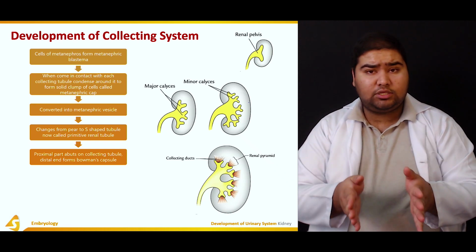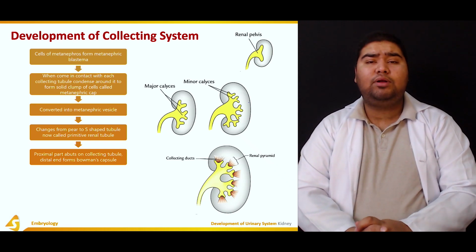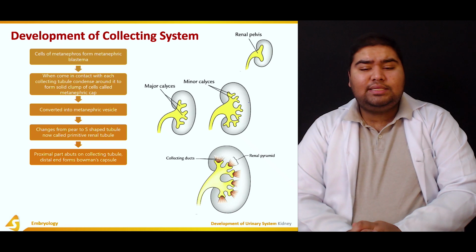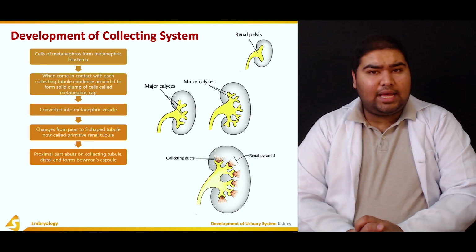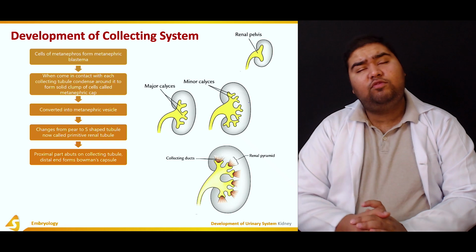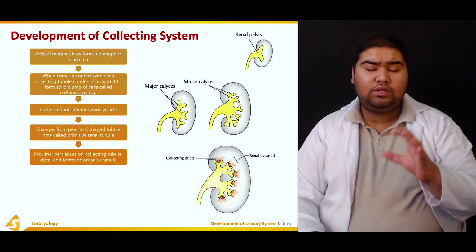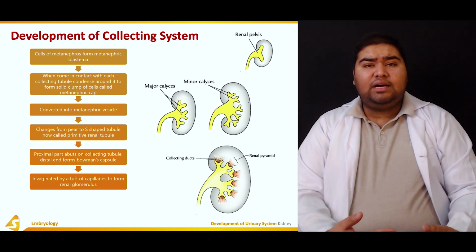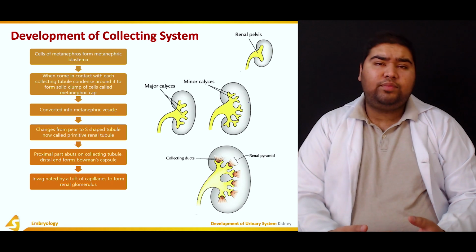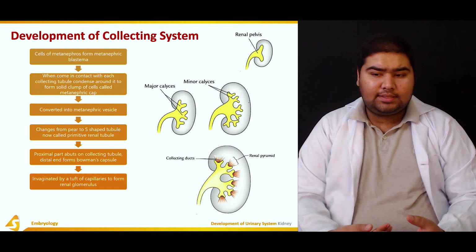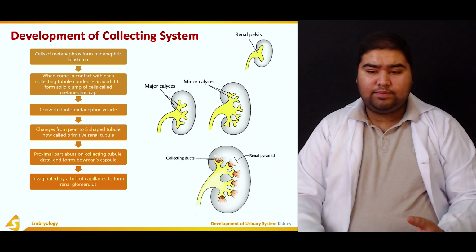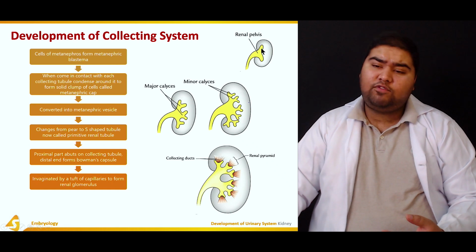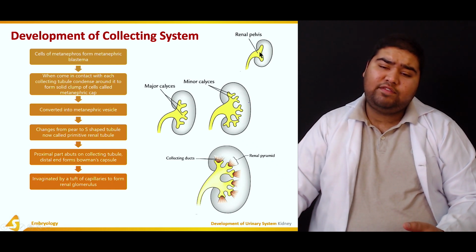Now the proximal part of the primitive renal tubule comes to lie in contact with the collecting tubule, and the distal end forms the Bowman's capsule. So the distal end is responsible for the formation of the Bowman's capsule. Now the capsule has been formed. This capsule is infiltrated by a tuft of capillaries to form the renal glomerulus. So the renal glomerulus has been formed. Referring to the figure again, this ureteric bud initially forms the renal pelvis. From the renal pelvis, we have the major calyces.